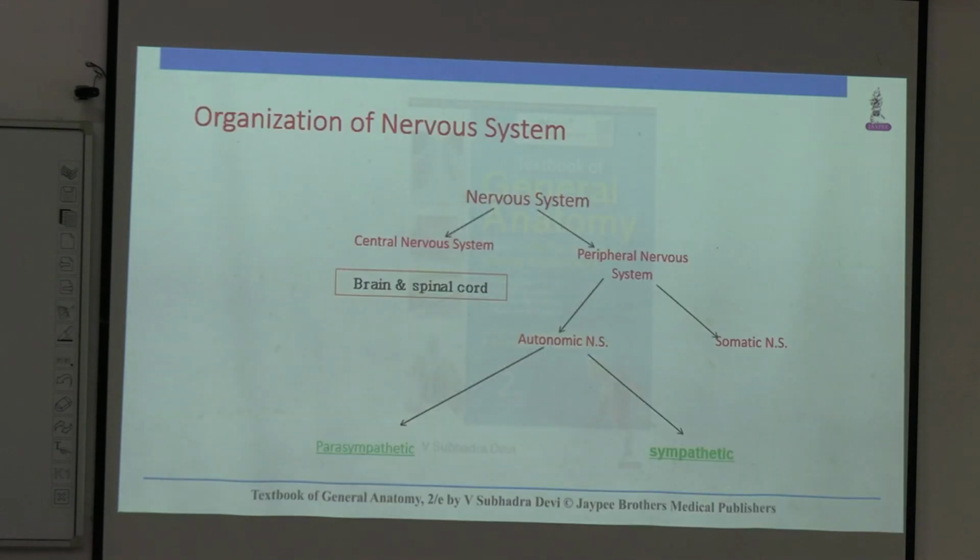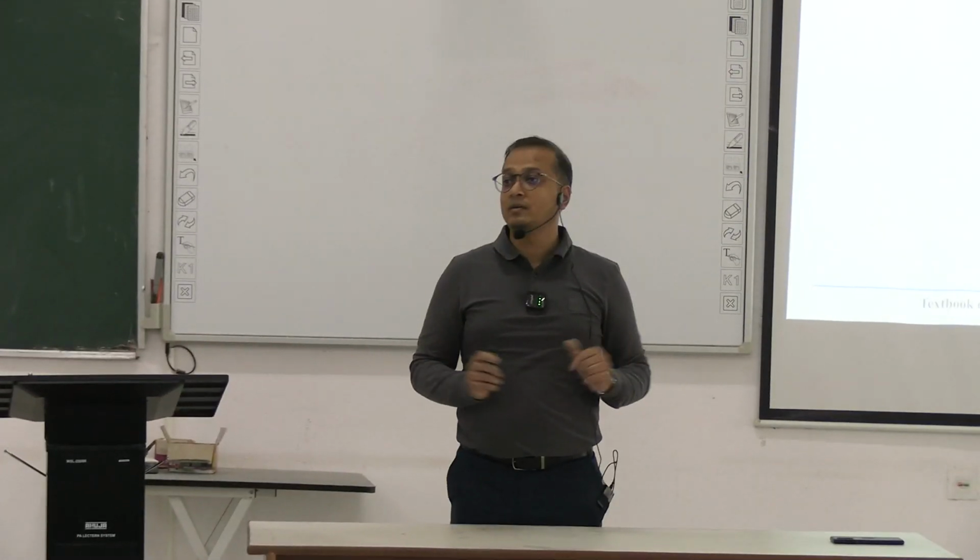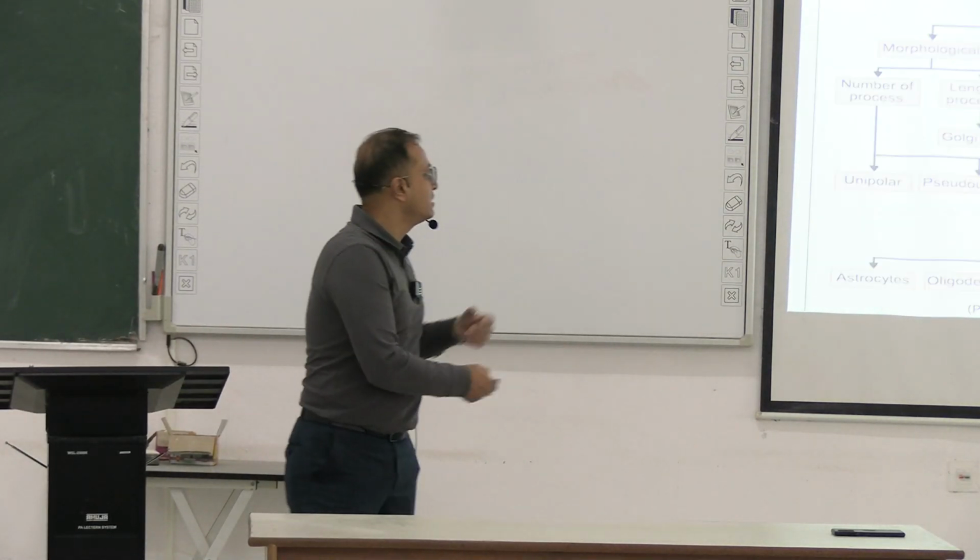The autonomic nervous system can be subdivided into two systems, parasympathetic and sympathetic. The somatic system can be functionally divided into two divisions. One is the motor system, the other is the sensory system. So this much understanding is necessary. Are we good with this or not? To understand this part. Good. So let's move to the other parts.